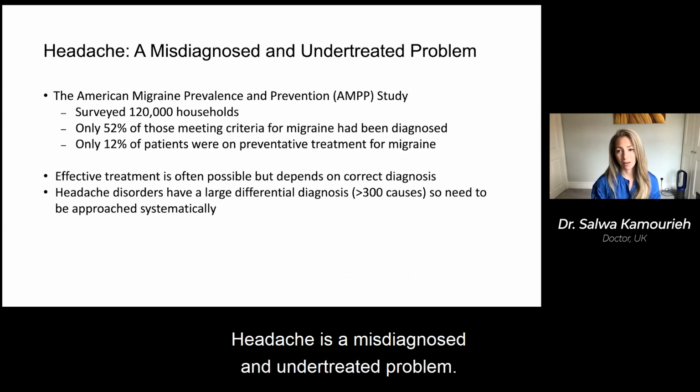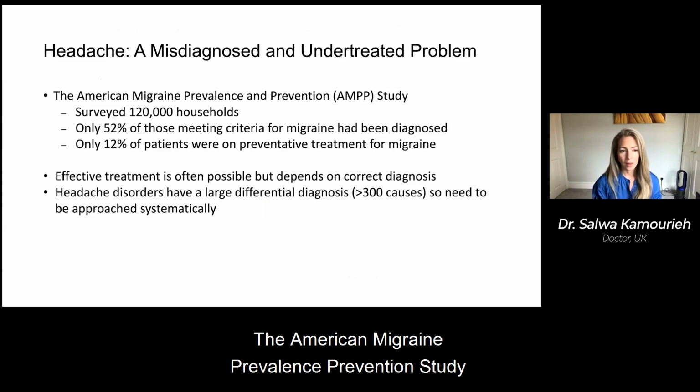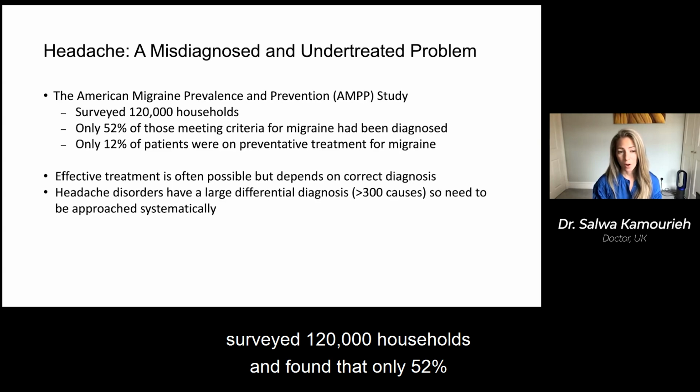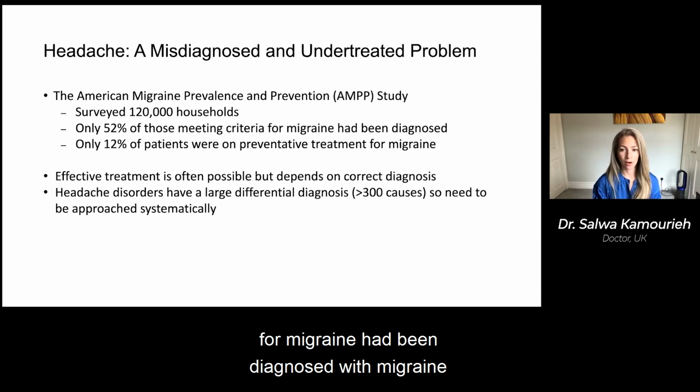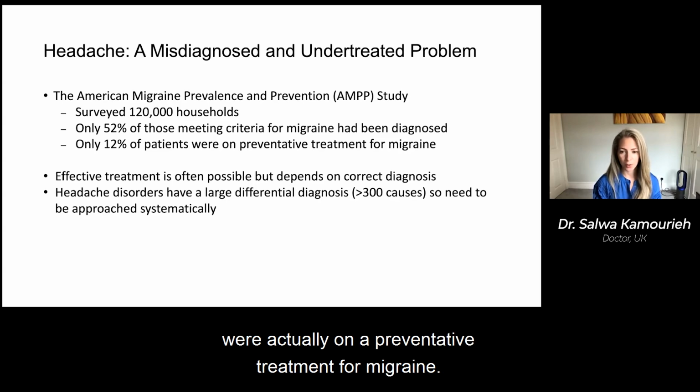Headache is a misdiagnosed and undertreated problem. The American Migraine Prevalence and Prevention Study surveyed 120,000 households and found that only 52% of those meeting the criteria for migraine had been diagnosed with migraine, and only 12% of those patients were actually on a preventative treatment for migraine.